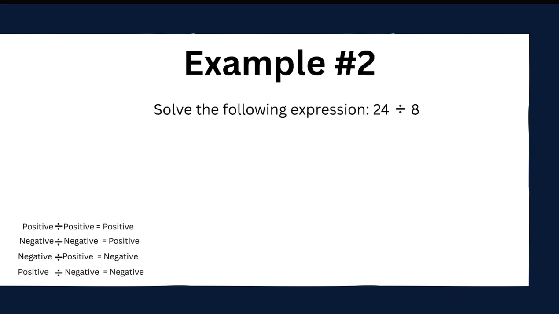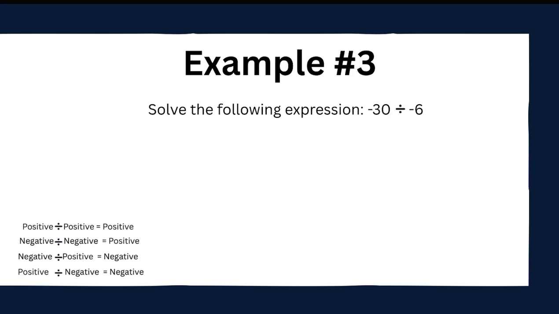Going on to my second example, I have 24 divided by 8. I see that both of these are positives. So, of course, I set my problem up accordingly. So I know 24 divided by 8 gets me 4, and I keep my answer a positive because I know a positive divided by a positive gets me a positive.